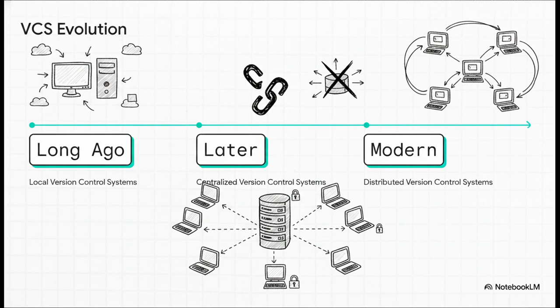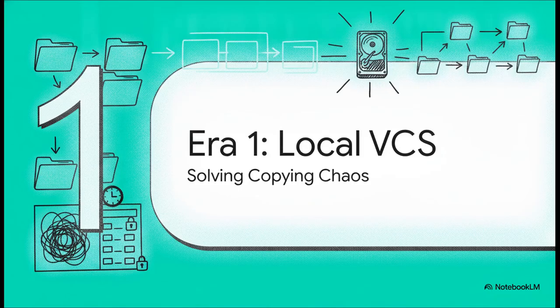Let's look at the timeline to see how this all built up over the years. We're going to trace the three major eras of version control technology, starting from long ago with local VCS, then moving years later into centralized VCS, and finally arriving at the modern era with distributed VCS. What's really absolutely crucial to understand here is the natural progression of the tech. You see, each of these eras was specifically developed to solve a fatal flaw in the system that came right before it. Starting with Era 1, local version control systems, solving the copying chaos.